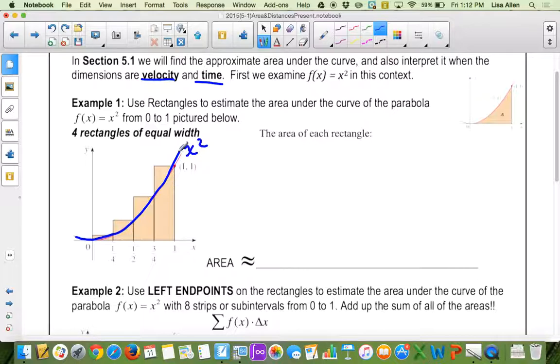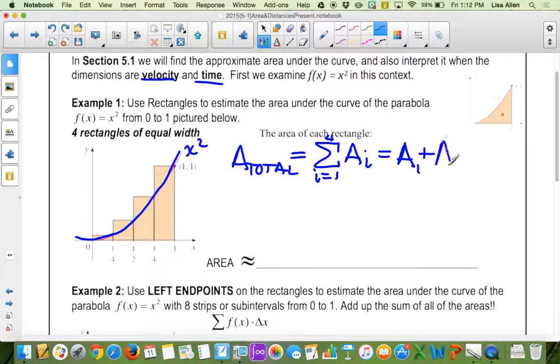So we have 4 rectangles of equal length. In this, we want to say that if we find the total area, it would equal the summation from i equals 1 to 4 of all the a sub i's. Without getting too deliberate about this, we're just going to say it's a1 plus a2 plus a3 plus a4. When I say deliberate, we're not going to get into the calculus rigor yet.